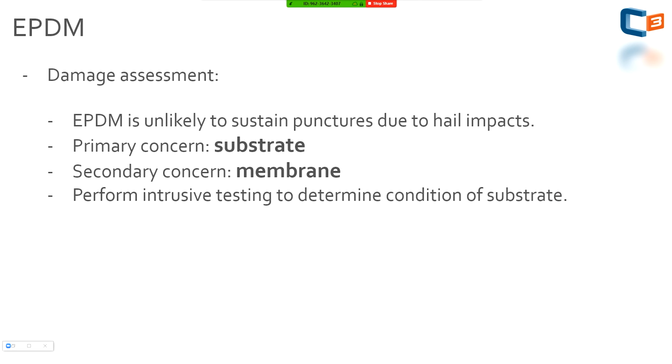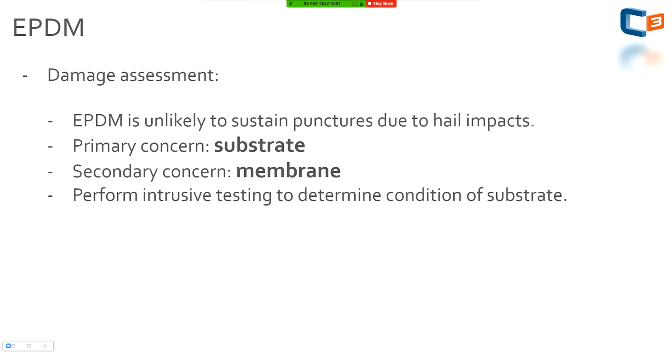EPDM is unlikely to sustain punctures due to hail impacts. This is because of its resilience. It's a very stretchy material. And because you know that it's a very resilient material, your primary concern goes to the substrate. So you just think, what's the resilience of the product I'm looking at, and what should my primary focus be? In this case, substrate. And then secondary concern is the membrane.